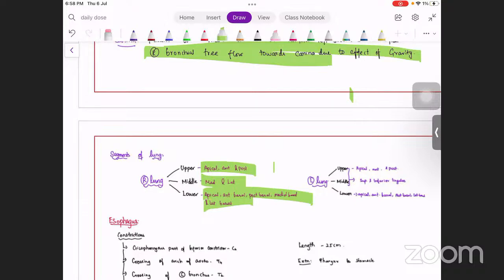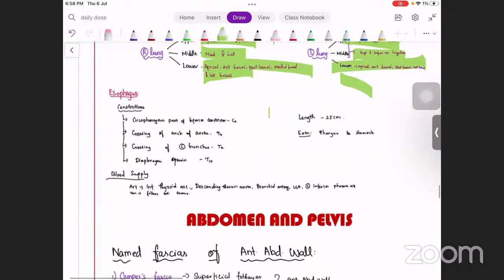Apart from that, in the left lung, the upper one has apical, anterior and posterior, while the middle one has superior and inferior lingular segments, while the lower one has apical, anterior basal, posterior basal and lateral basal, which you may see in the left lung. These are the segments of your lung.